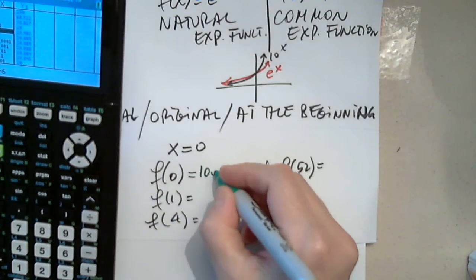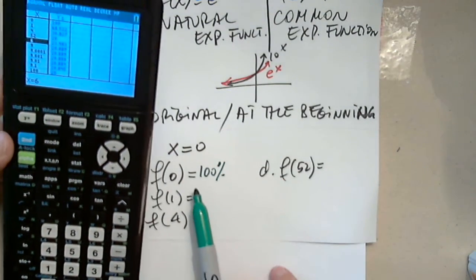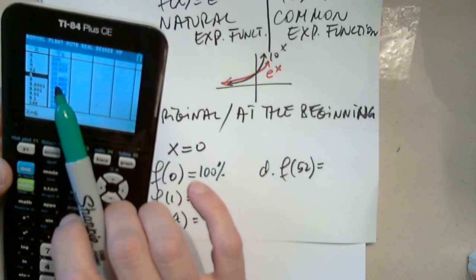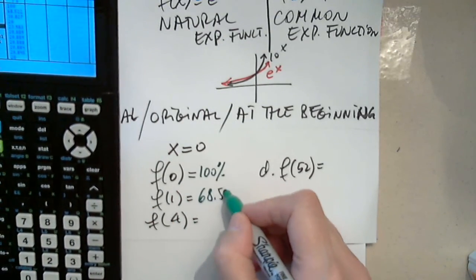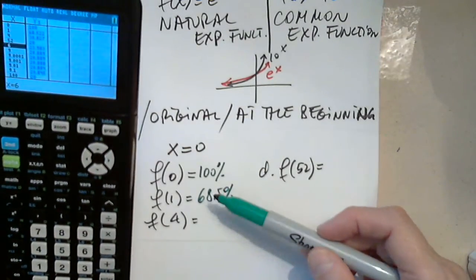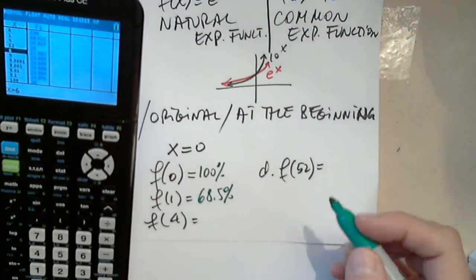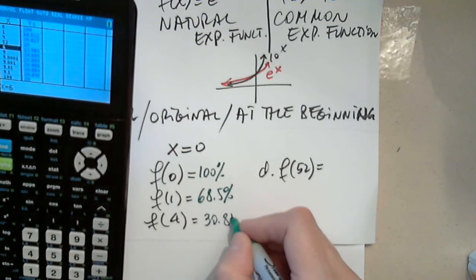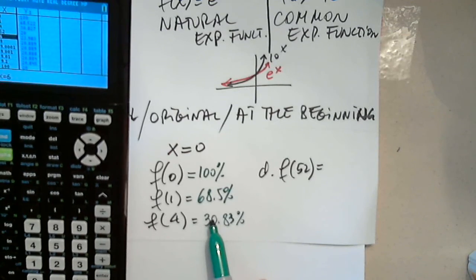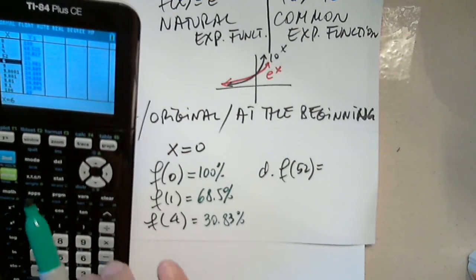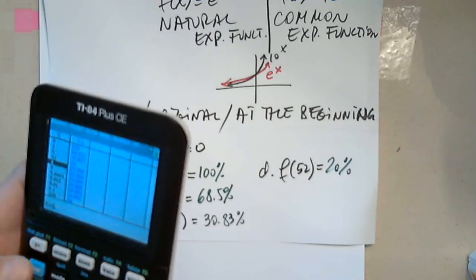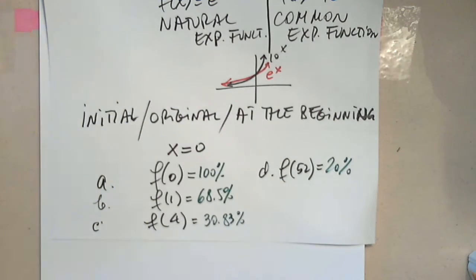So 100% we remember initially. I'm going to round to 68.5. 68.5, after 1 week it drops almost 30%. Then 30.83. In a month, we forgot 70% apparently, according to the model. And after 52, we only know 20% of what we studied last year.